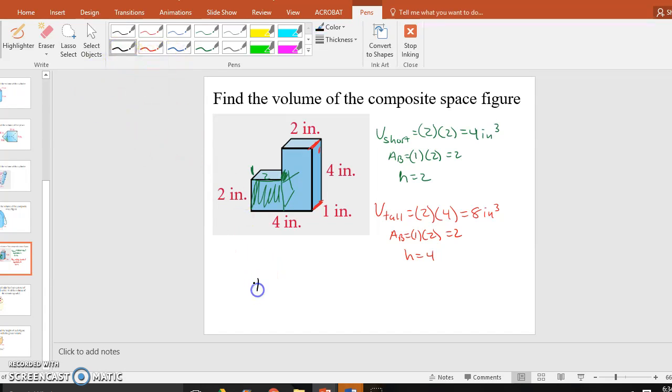Once we know the volume of the short one and the tall one, to find the total volume I'm going to add the two volumes. So the volume of the short plus the volume of the tall: 4 cubic inches plus 8 cubic inches gives you 12 cubic inches. And that would be the volume of this solid here. Okay, move on to the next one.